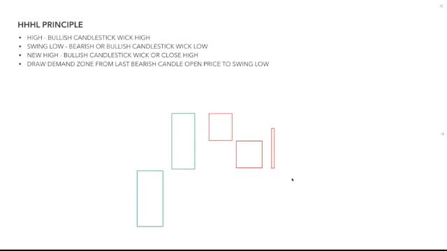Sorry, a candlestick should be a green candle. Let's say for example something like that. That's fine too, because it's still creating a new high. Move up, move down, and it's got to close bullish.